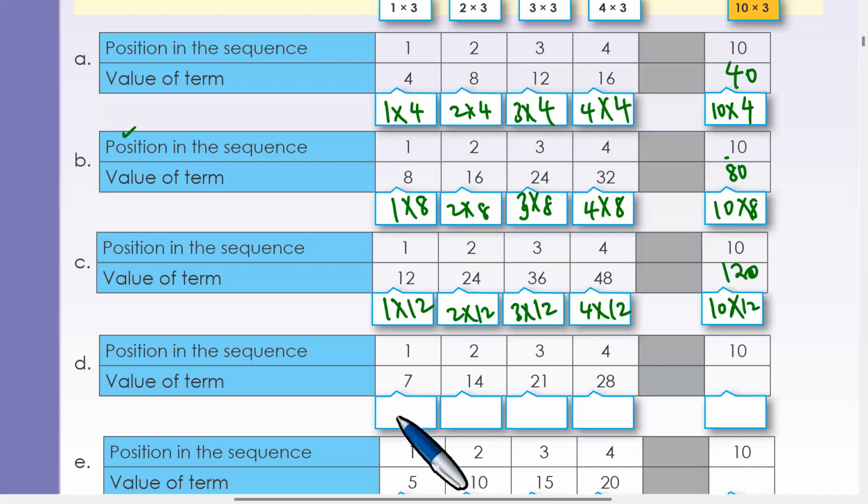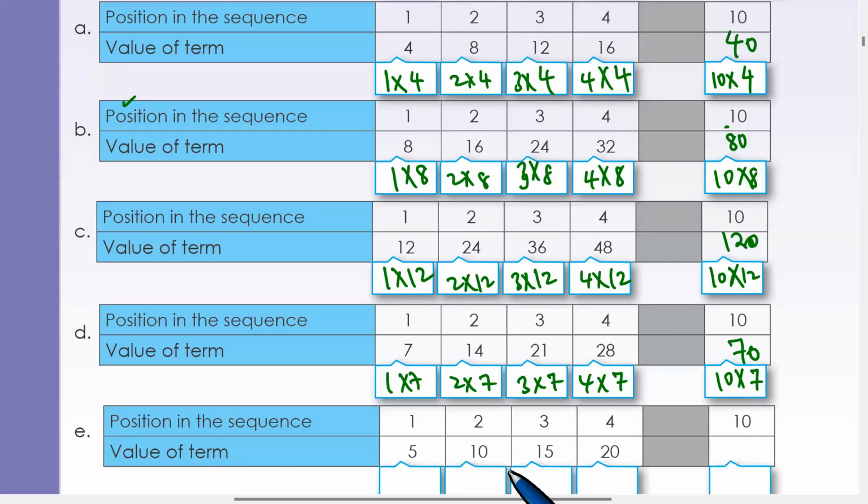So 1 times 7. 1 by 7 is the position times the number that is associated with that. Here the position is 2 times what to give 14? 7. The position is 3 times what to give 21? 7. The position is 4 times what to give 28? 7. The position is 10 times what? It's 7, because it's times 7, times 7, times 7. So what is 10 times 7? 70.